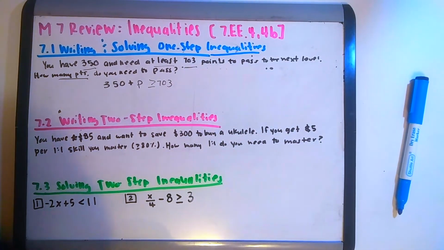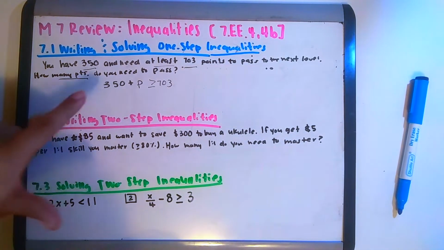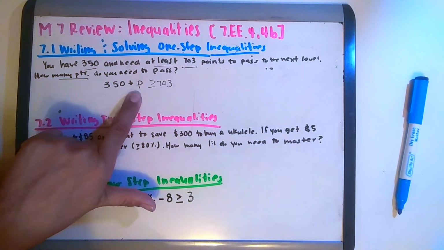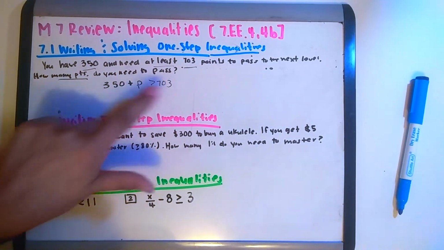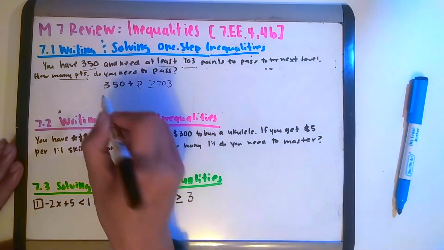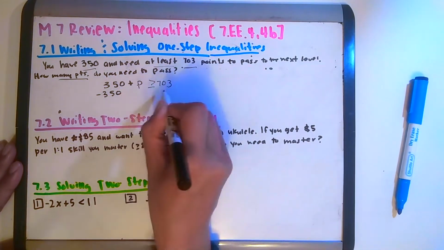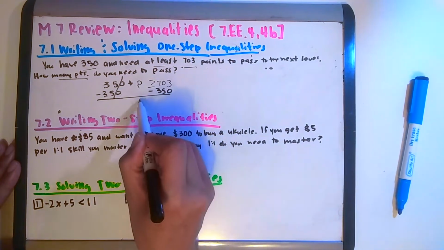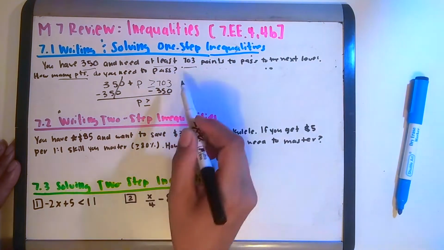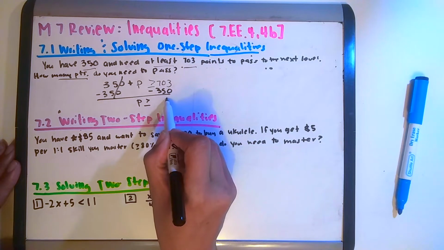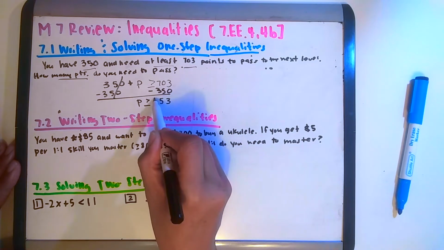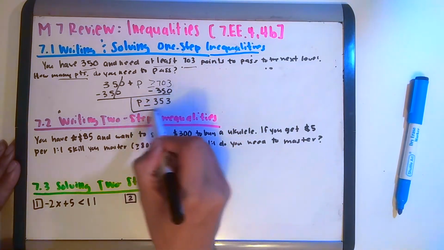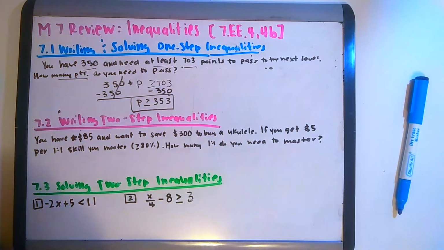And then to solve it, I have to do inverse operation. So I need to isolate my P, and to do that I have to move the other term. So I'm going to move this one to the other side, and to do that I have to subtract. So I'm going to do 350 on both sides, subtracting. And then I bring down whatever I have. So I have P is greater than or equal to, and then I'm going to subtract that. So that means that you need at least 353 points, okay?